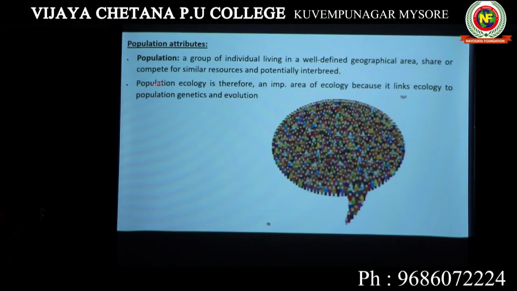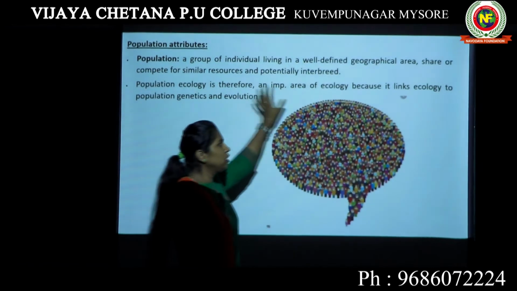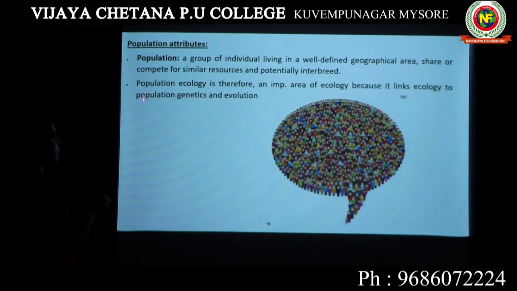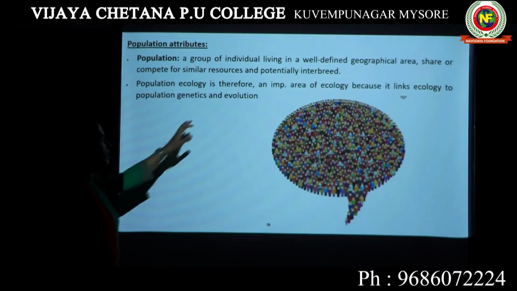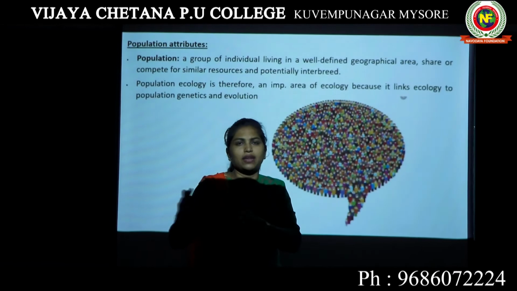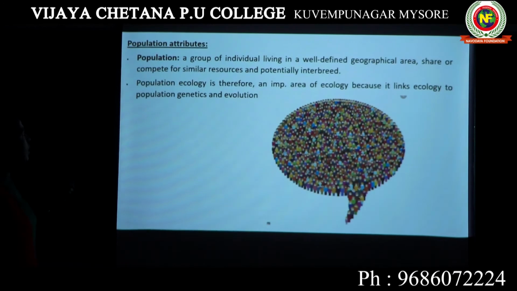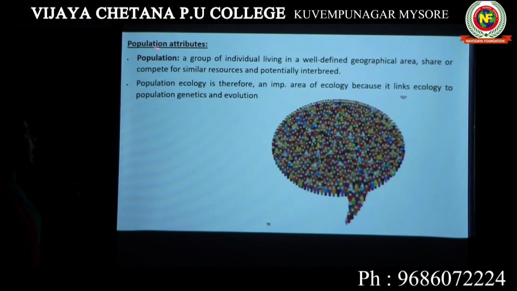Now, there is a particular branch of ecology known as population ecology. Population ecology is a special branch of ecology which links ecology to population genetics, and also to evolution. That means the genetics of this particular population, and also evolution. Evolution is the manner in which the organism evolved. Okay, so this is all about what is population. Now let's look into population attributes.